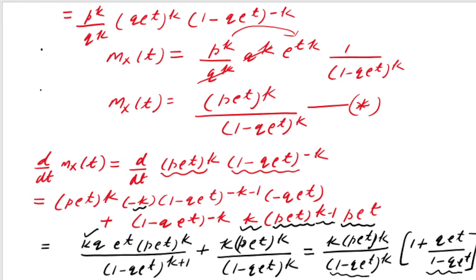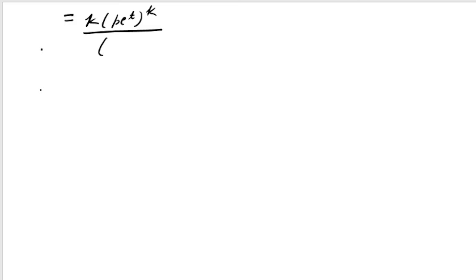So k into (p e to the power t) whole to the power k, and in the denominator what I will get is 1 minus this thing to the power k, and from this I will get 1 by 1 minus q e to the power t, so the power will be added, so I will get (1 minus q e to the power t) whole to the power k plus 1. So this is our first order derivative d by dt of M_X(t). Yes or no? It looks bad. Let me rewrite it. So this is M_X(t). Yeah, it complicates our calculation, but anyway we are managing it.